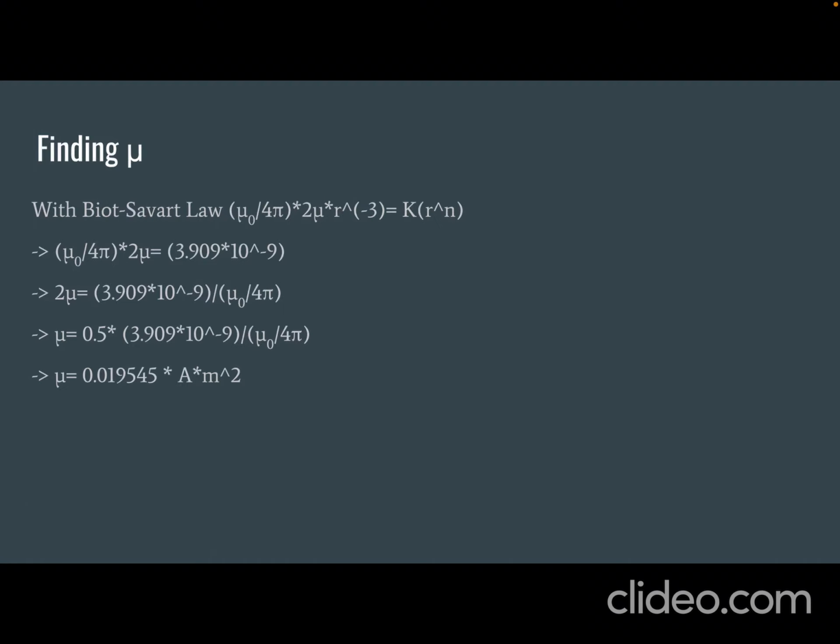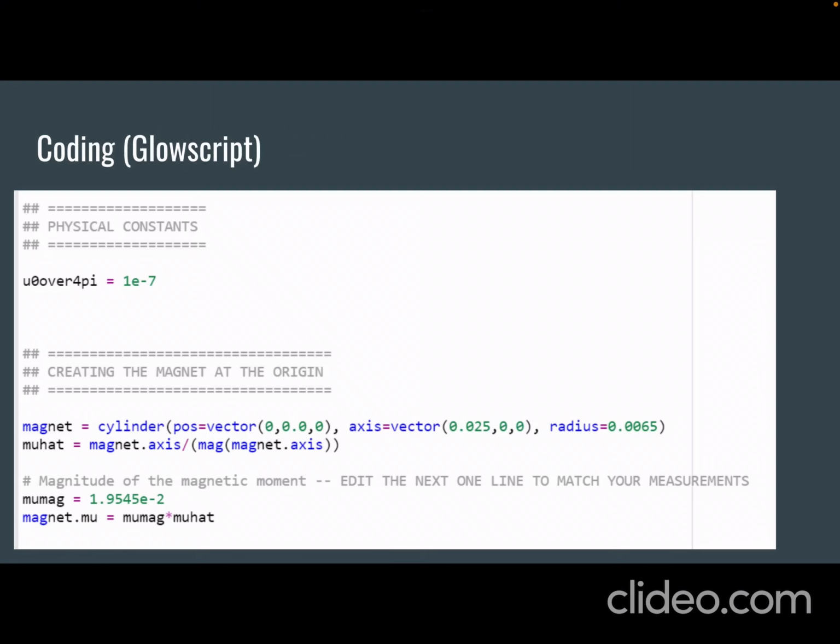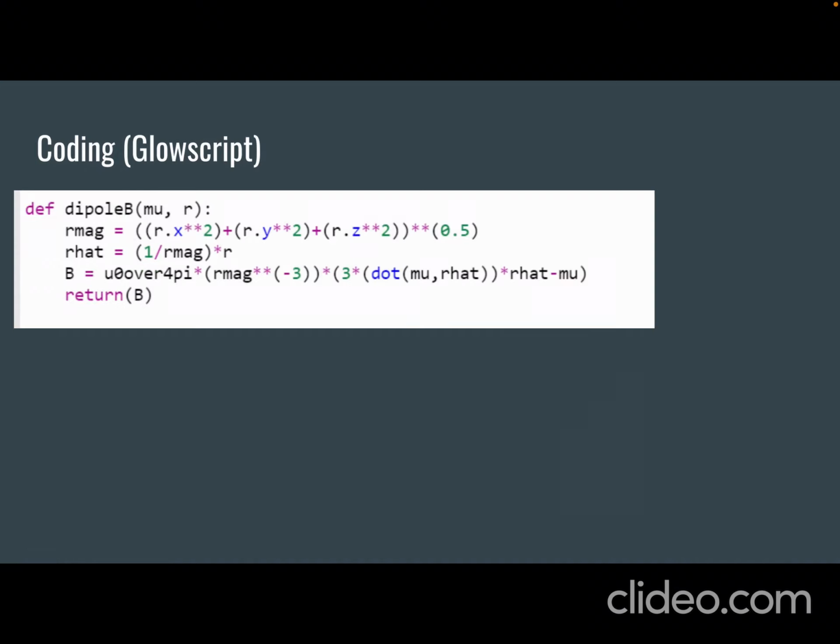So to find the magnetic moment, we use the Biot-Savart law, and through these calculations, we got it to be 0.019545. And then we plug that magnetic moment into the GlowScript code here, which then helps calculate the magnetic moment by multiplying it by mu hat, which as you can see, it assumes that mu hat is just in the direction of the x only.